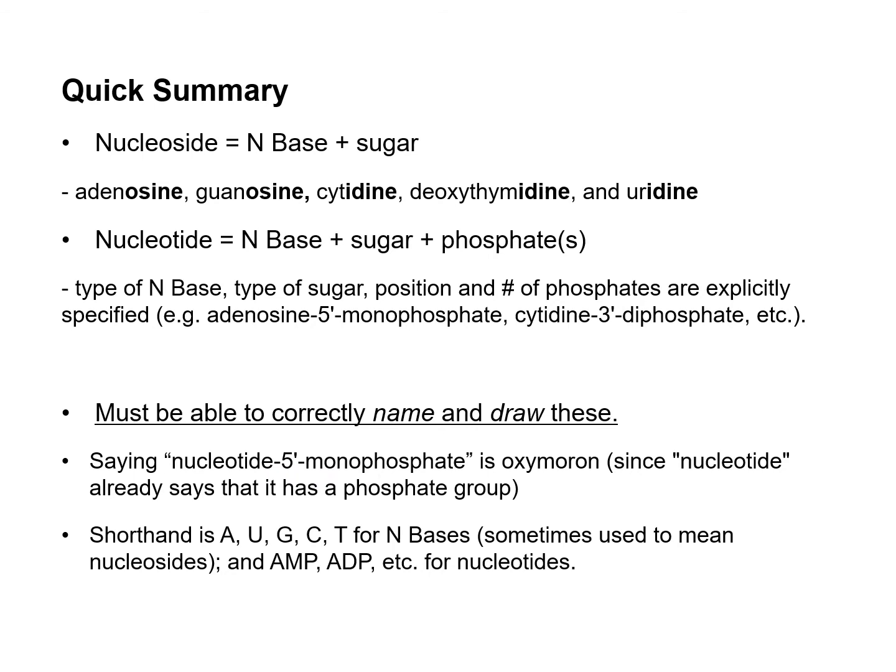And the shorthand is A, U, G, C, T for nitrogenous bases, as you know. And sometimes it can also mean the nucleosides too. And also, for some nucleotides, it can be shortened as AMP, ADP, and so on.